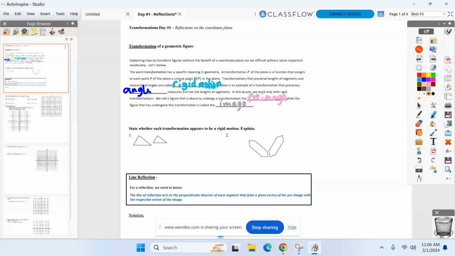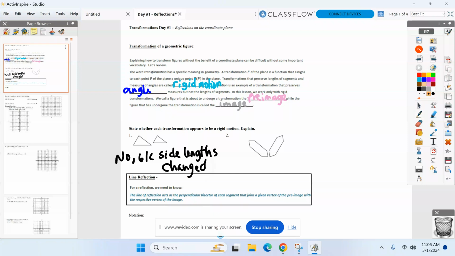All right, let's see if we pick up on this rigid motion business. The one on the left is the pre-image. The one on the right is the image. So the one on the left, I did some type of transformation and got the one on the right. Does that look like a rigid motion was performed? Nope, why not? Change the size, right? The side lengths change. So this would not be considered a rigid motion because side lengths change.